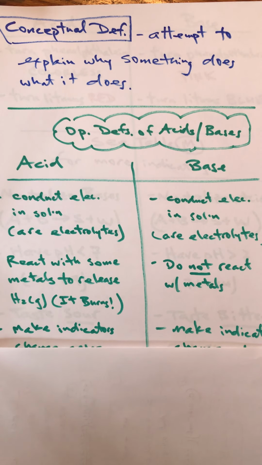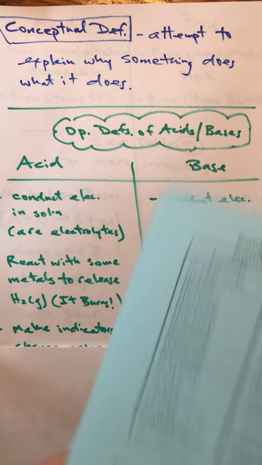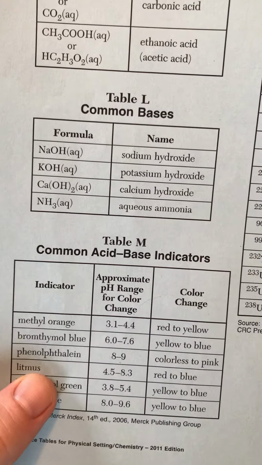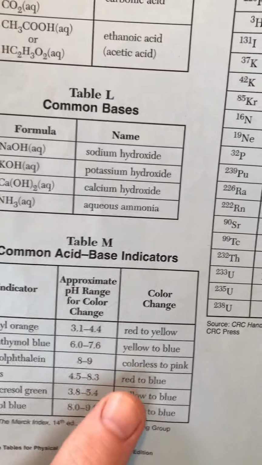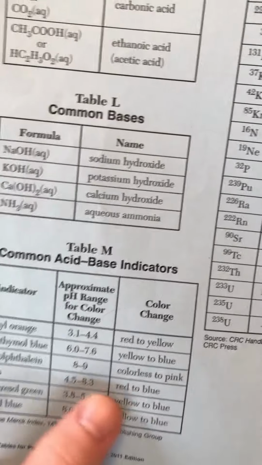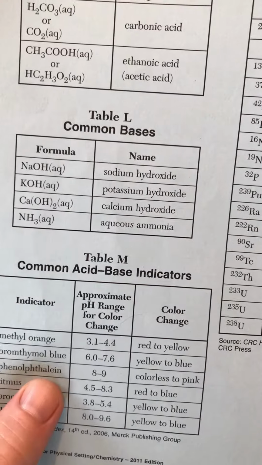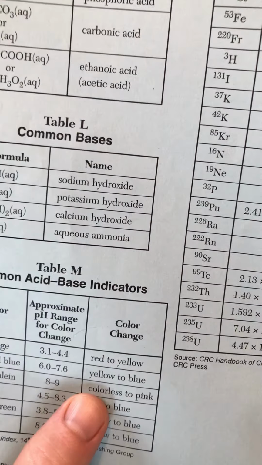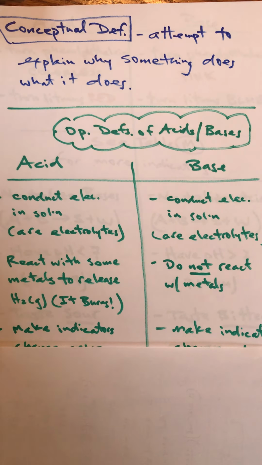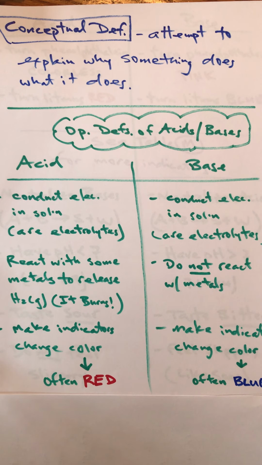Acids and bases both make indicators change color. Now, there are a few indicators that you should just know. There are only six on Table M, but you should know about litmus and you should know about phenolphthalein. The quote-unquote litmus test. Acids turn things red, bases turn things blue, litmus being red or blue. In the middle, it's kind of a purpley color. Phenolphthalein, acids make it colorless and bases make it pink. You should just know those. But red tends to be associated with acid and blue tends to be associated with base.